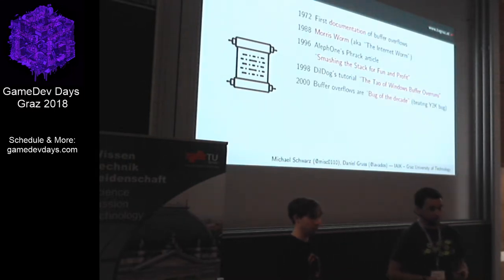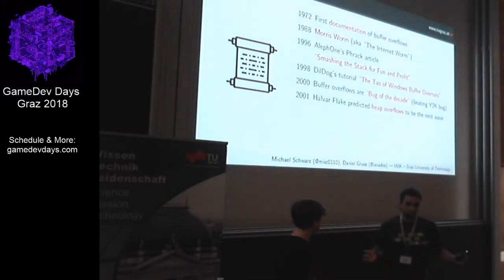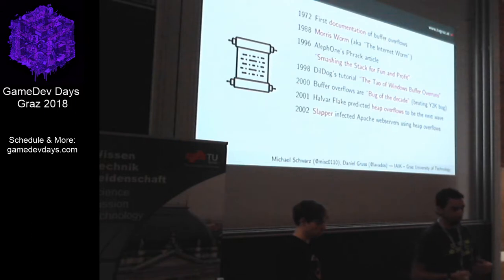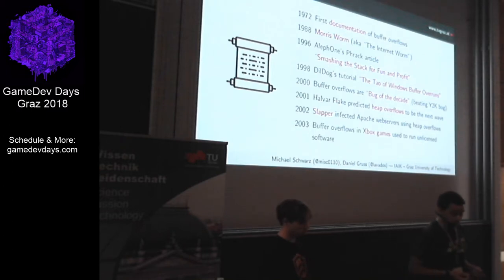So we had a lot of tutorials on buffer overflows. It was named the bug of the decade. It was the most exploited bug. It was found everywhere. Then experts said the next new wave will be heap overflows. Again, a type of buffer overflow. And we've seen that it was used a lot in exploits to exploit real-world code out there.